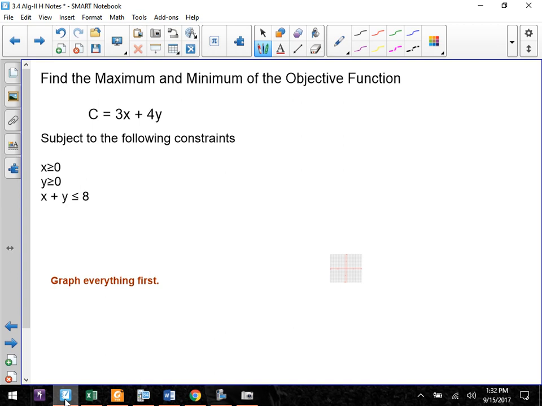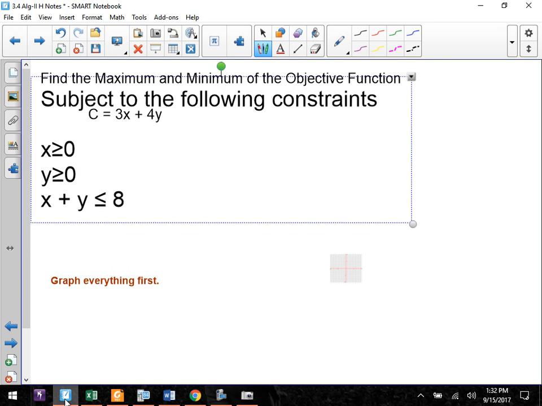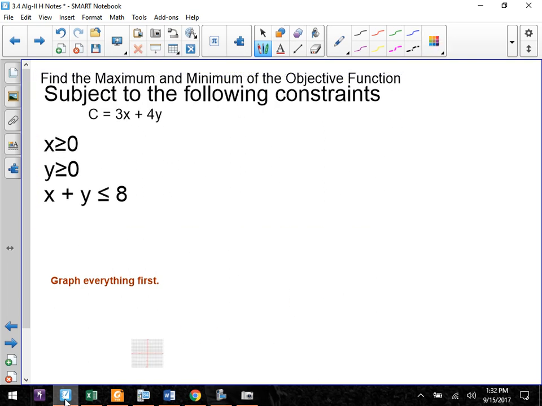So what we're doing is that we have this objective function, C equals 3x plus 4y, and it's subject to the following constraints. Oh, I'm sorry, I didn't blow that up. It's subject to the following constraints. X is greater than or equal to 0, y is greater than or equal to 0, and then x plus y is less than or equal to 8. Really quick here, what quadrant does this work in? 1. It's only a quadrant 1 problem. Okay. We know it's quadrant 1.